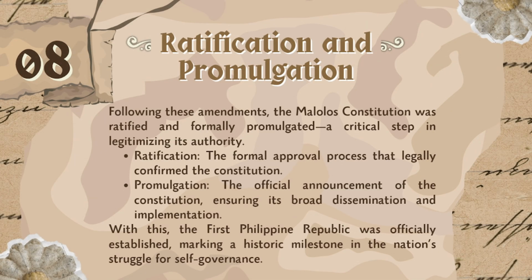Following these amendments, the Malolos Constitution was ratified and formally promulgated, a critical step in legitimizing its authority. Ratification, the formal approval process that legally confirmed the Constitution. Promulgation, the official announcement of the Constitution, ensuring its broad dissemination and implementation. With this, the First Philippine Republic was officially established, marking a historic milestone in the nation's struggle for self-governance.